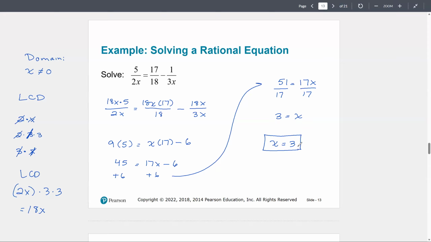So the reason I checked my domain is I want to make sure I have a solution that's okay. So this solution's in my domain. Something we'll do a little bit more on in the future, but starting now, we'll just kind of look at that. So the one thing that I could not have is x couldn't be 0. So x is 3, so we're okay. That is the solution.